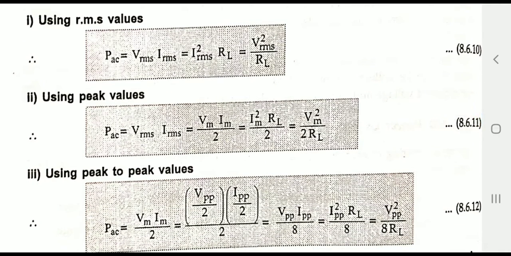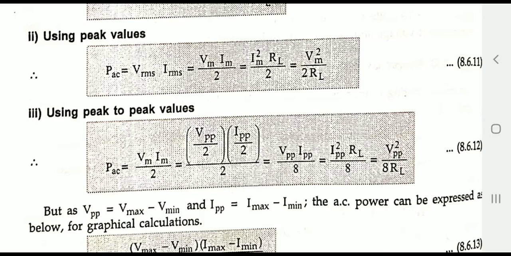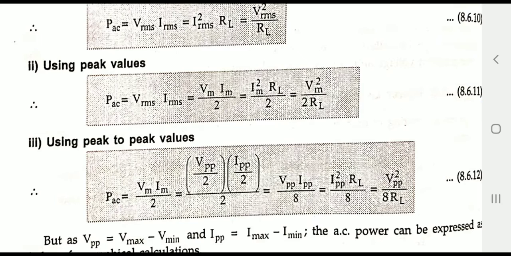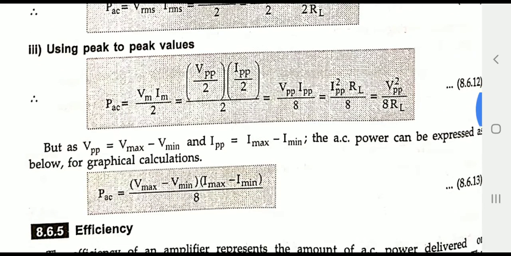Similarly, in terms of peak values, PAC equals Vrms into Irms, in terms of Vm and Im. Vrms is nothing but Vm by root 2, and Irms is nothing but Im by root 2. If I multiply, you will get Vm into Im by 2. In other terms, using Ohm's law, Vm equals Im into RL, or Im equals Vm by RL. So you can substitute here and you will get these equations in the peak values.